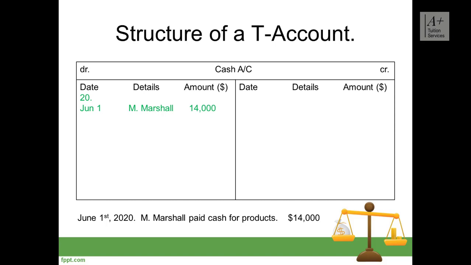it goes on the debit side. Every time the business loses money, so let's say I paid $5,000 for an electricity bill, it will go on my credit side because I lose money.